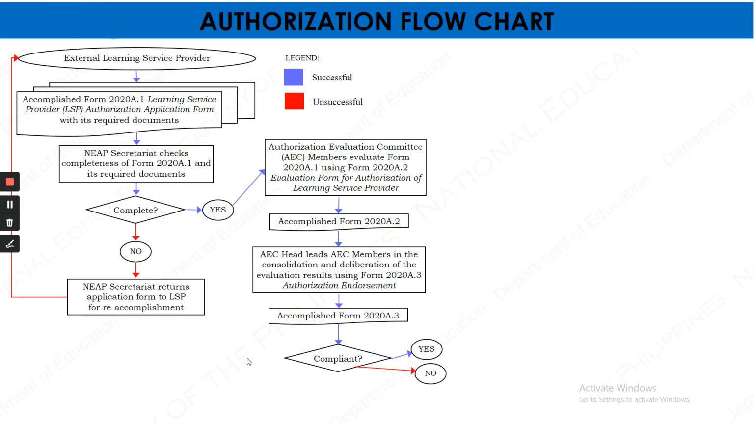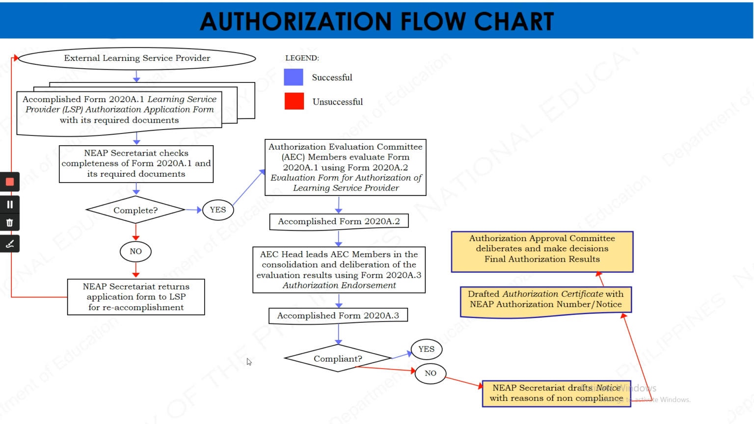So here is the flow chart. So if it's no, here, NAIAP Secretariat drafts notice with reasons of non-compliance. Then the drafted authorization notice, then authorization approval committee will deliberate and make decisions for final authorization results. So regardless of either pumasa siya kay evaluation committee or hindi, dadaan pa rin siya kay approval, and the approval committee needs to deliberate and make decisions for final authorizations. So pwede pa din kung no, may pag-asa pa din.